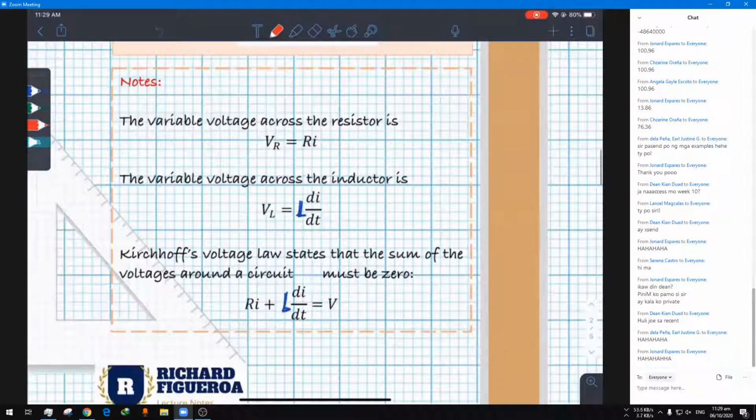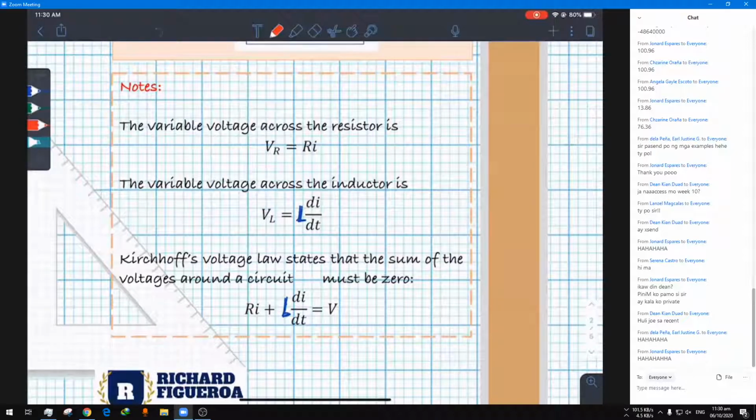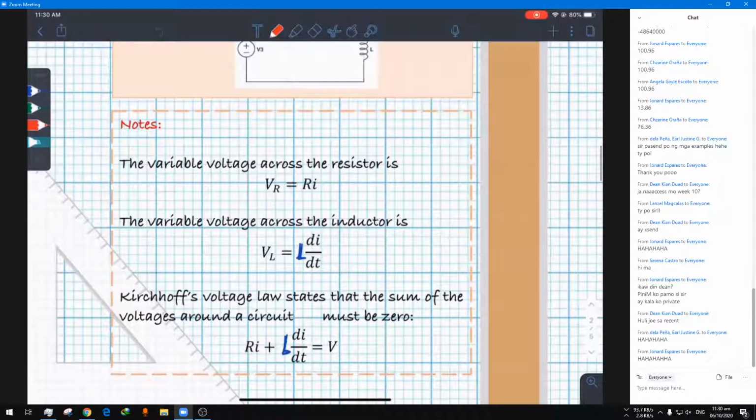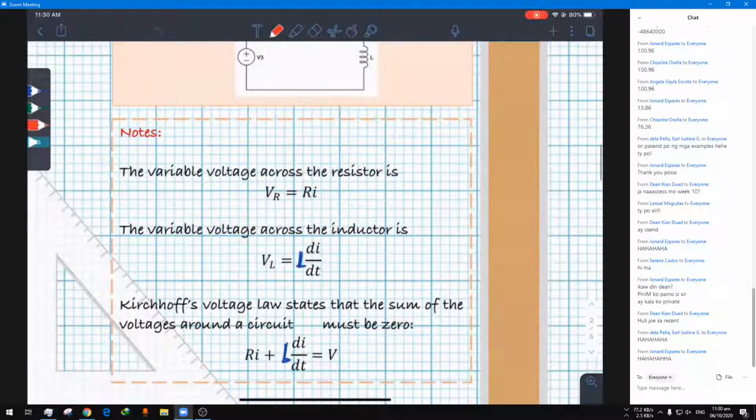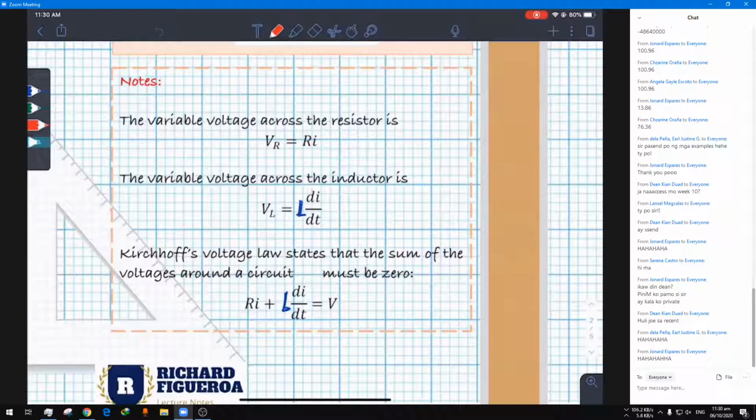So again, para ma-analyze natin to using differential equation, we could just use KVL. So magki-KVL tayo, that would be the sum of the voltage across the resistor and the inductor equal to the voltage of our source. Or in short, Ri plus L times di over dt is equal to V. So in short, we would have a linear differential equation for our series RL circuit.